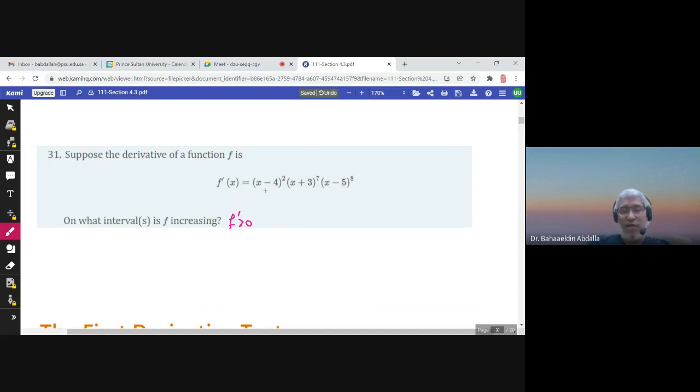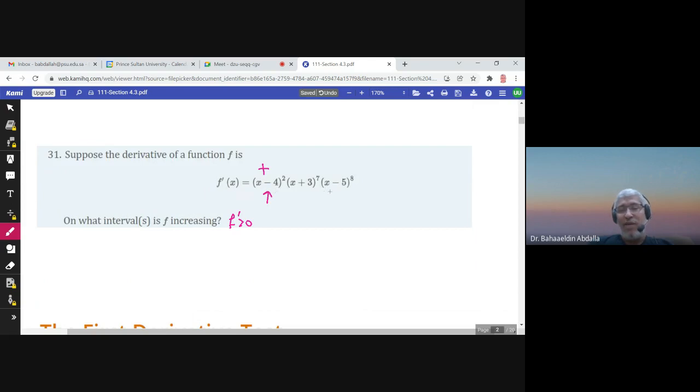Now look carefully. What are the zeros of f prime? 4 is a zero, and it's a zero of multiplicity 2. So f prime does not change sign about 4. Actually, (x minus 4) to the power 2 is always positive because it's degree 2. If you replace x by any number and raise it to the power 2, it would always be positive.